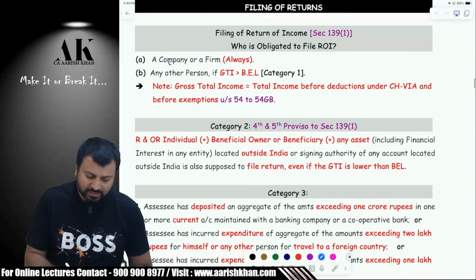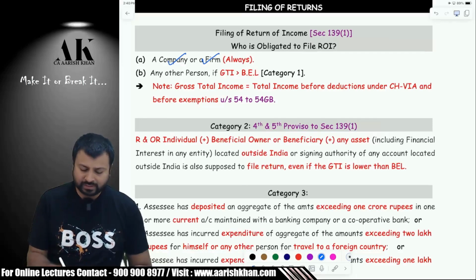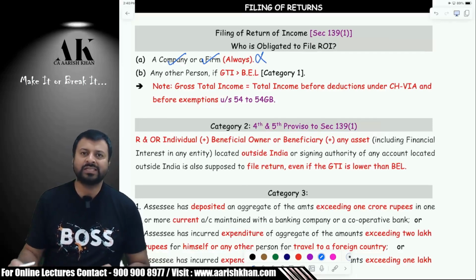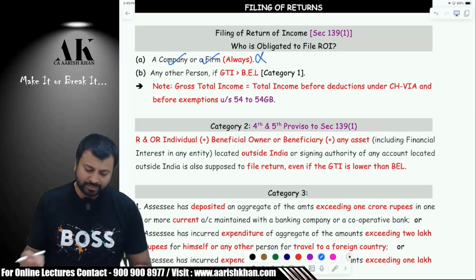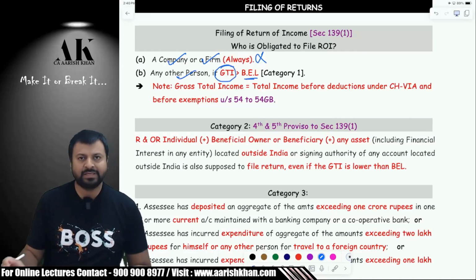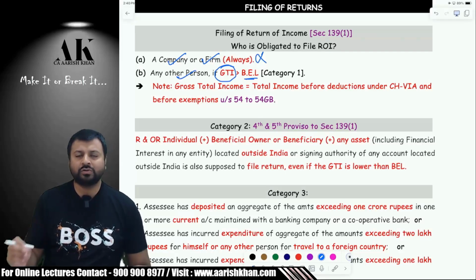The first one is the company and firm are always obligated to file the return irrespective of their profits and losses. They are always supposed to file the return. Second, apart from company and firm, other persons will file the return if their gross total income is greater than the basic exemption limit. If the gross total income is greater than the basic exemption limit, then they are liable to file the return.